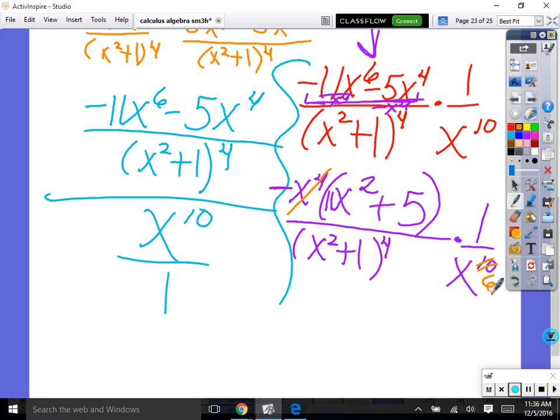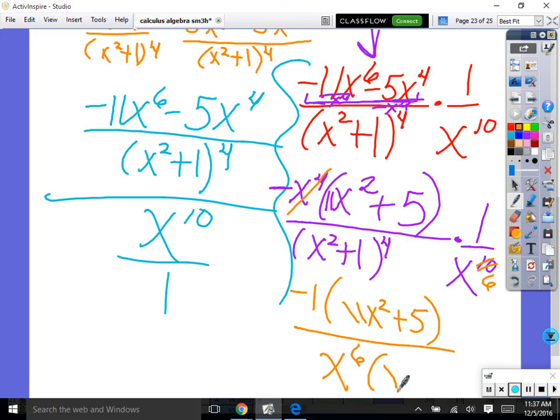So my final answer, then you'd say, okay, does any of this factor more? Nope. Doesn't look like it. So we have negative 1 technically, and then 11x squared plus 5. And then on bottom, we have our x to the 6th. And then we have our x squared plus 1 to the 4th.